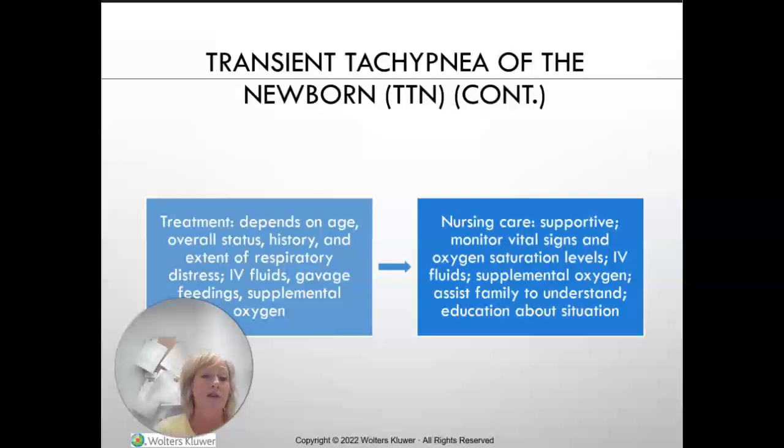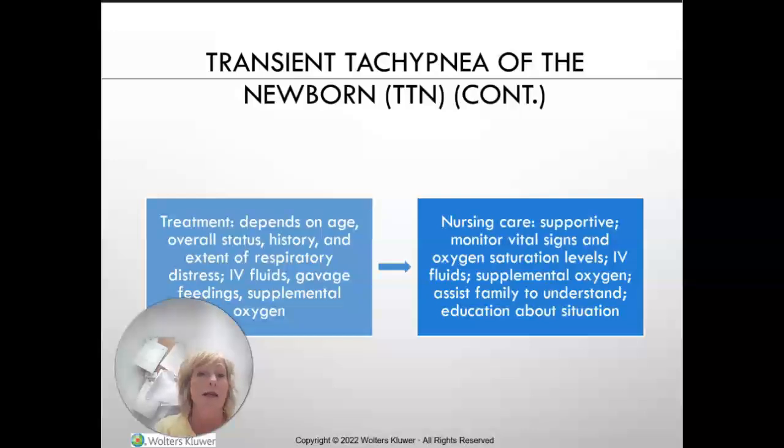We might give them IV fluids. We might give them gavage feedings because remember, if their respiratory rate's over 60, we really can't feed them orally. We're going to have to give them gavage feedings or whatever. We might have to supplement oxygen. Maybe they're going to be in a hood. Maybe they're going to have a little nasal cannula. You know, what are we going to need to do?